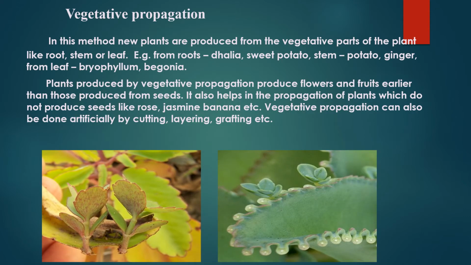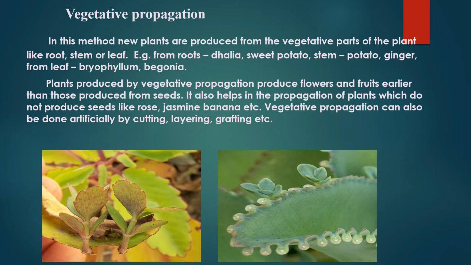The next method is vegetative propagation. We are all familiar with this method of reproduction. One example that is highlighted is that of Bryophyllum. Bryophyllum reproduces from leaf. You can see tiny structures of plants coming out from the side margins of the leaves, which detach from the leaf and then fall into the soil to produce new Bryophyllum. This is a natural method of vegetative propagation.